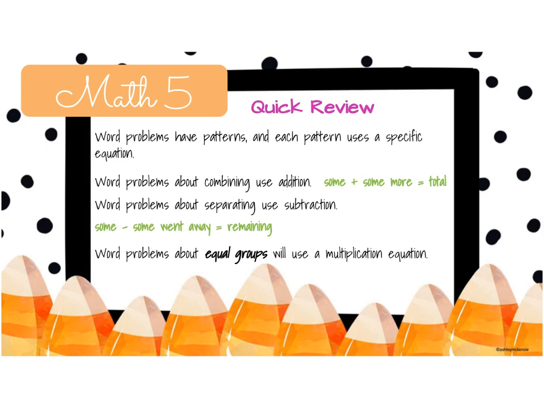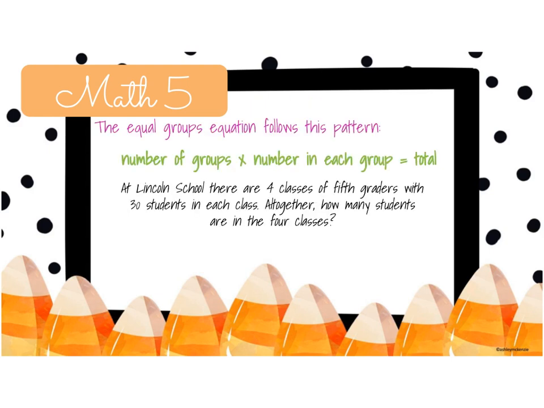Okay, well, word problems about equal groups are going to be using a multiplication equation. So good job, Sammy, earlier when you said multiplication. Yes, and division. It can also involve division as well. The equal groups equation follows this pattern. So look at the green. It says number of groups times the number in each group. And that's going to give us our total.